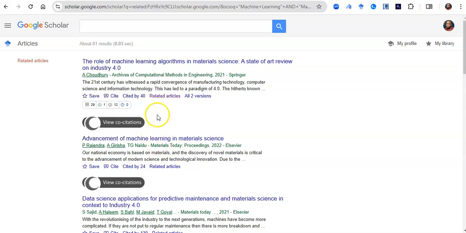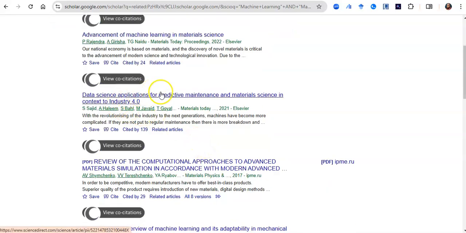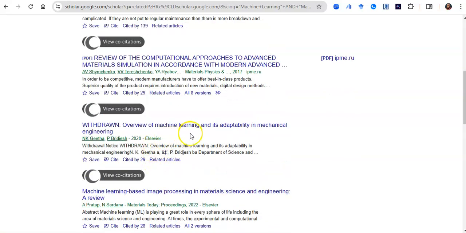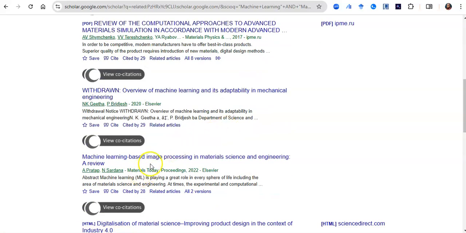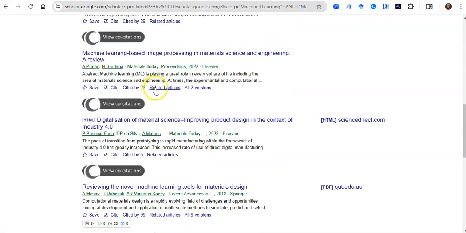I click on related papers, and all of these would pop up. Now, what has popped up? This has popped up: data science application for predictive maintenance and material science in the context of Industry 4.0, a review of computational approaches to advanced material simulation in accordance with modern, advanced, and all of that, an overview of machine learning and its adaptability in mechanical engineering, machine learning based image processing in material science, and a review.